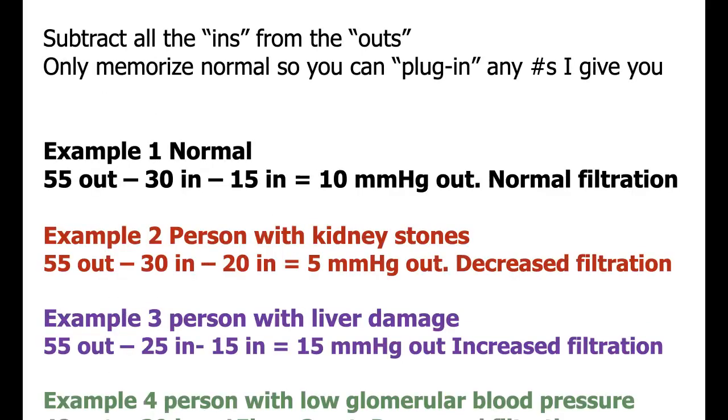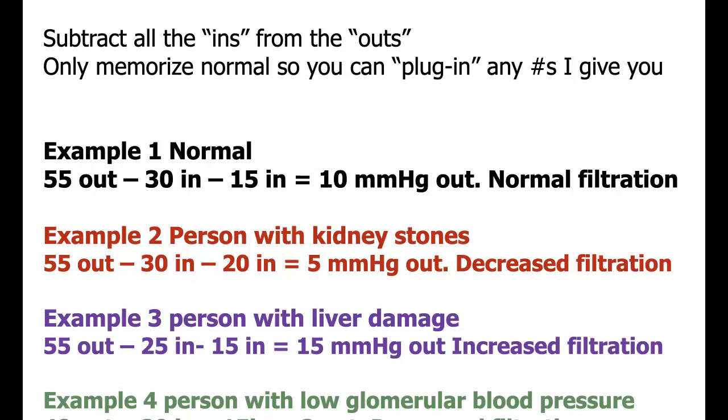Okay, so how do we calculate this? Basically, you subtract all the ins from the outs. Just memorize the normal, so then you can plug in any numbers that I give you. Okay, so the one I just gave you is our example for normal: 55 out minus 30 in minus 15 in is 10 out. Normal filtration.